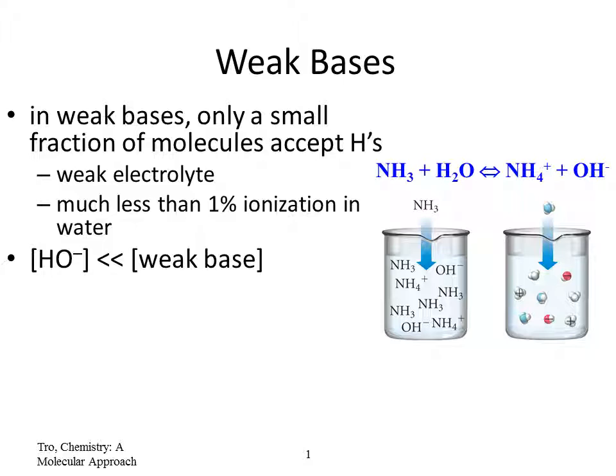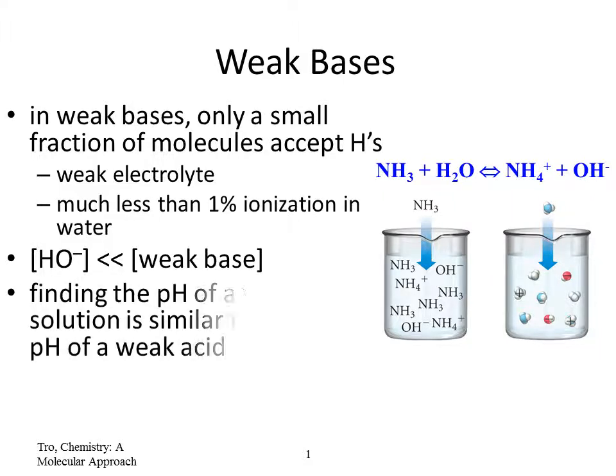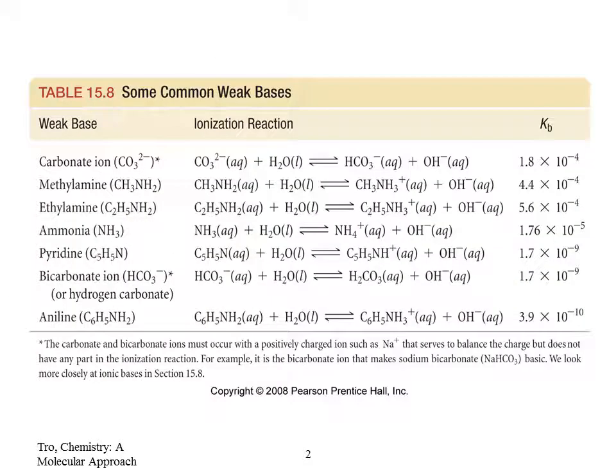Now here is an example: ammonia reacts with water and forms ammonium plus ion and OH minus ion. In this case, the ammonia generates OH minus, and you can see an arrow going both ways. It shows it's a weak base. If it's a strong base, you will only see a one-sided arrow. Finding the pH of the weak base solution is similar to finding the pH of a weak acid. Now we'll see some examples of weak bases.